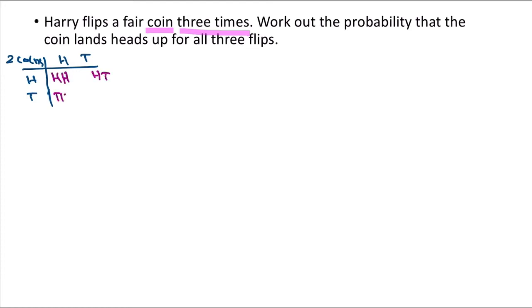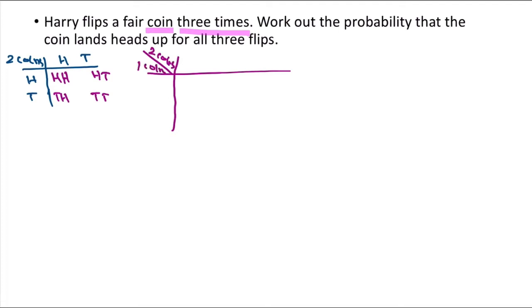Then you're having tail and head, and then tail and tail. So this is the sample space for the 2 coins. But because we are having 3 coins, I'm going to make another sample space. Here I say that I've got 2 coins and here is the 1 coin. So now it is 3 coins.